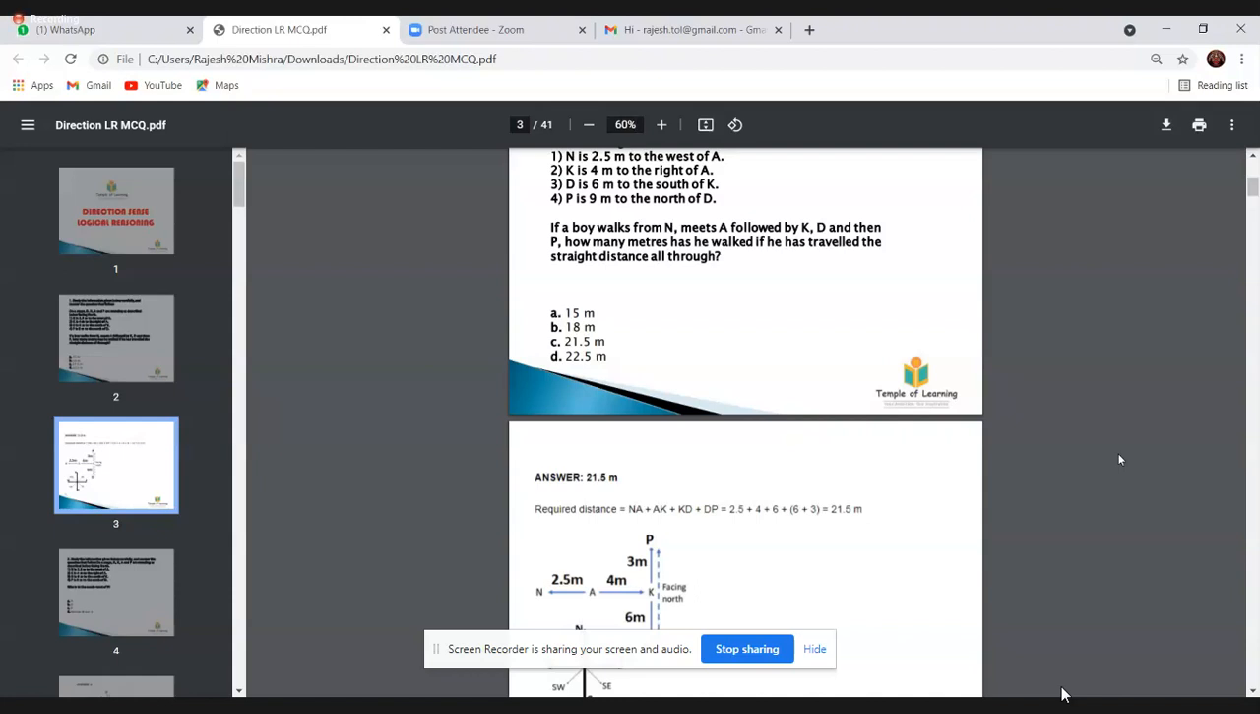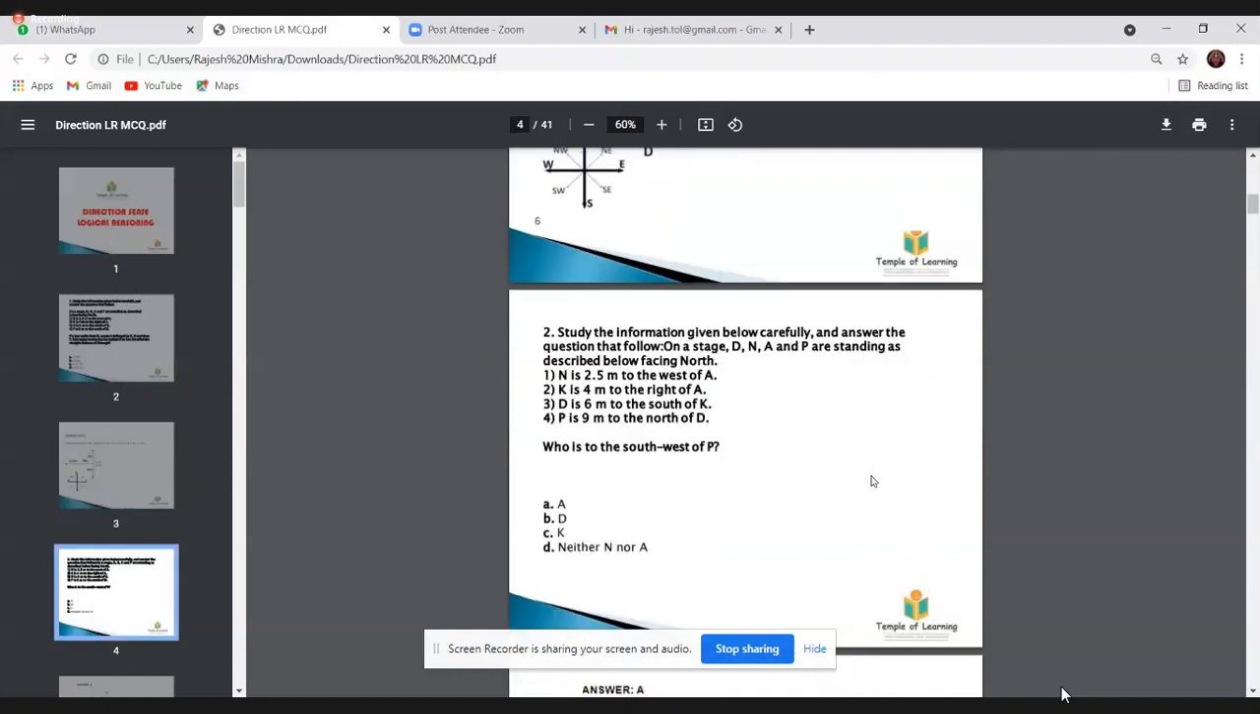So 2.5 plus 4 plus 6. Now coming back, plus 6 plus 3. So what is the total distance? Are you all getting 21.5, students? These are very simple questions. You just follow the basic instructions and you will get the right answer. Yes, anybody who's having problems here? I don't think you'll have problems here. Let's move to question number 2.